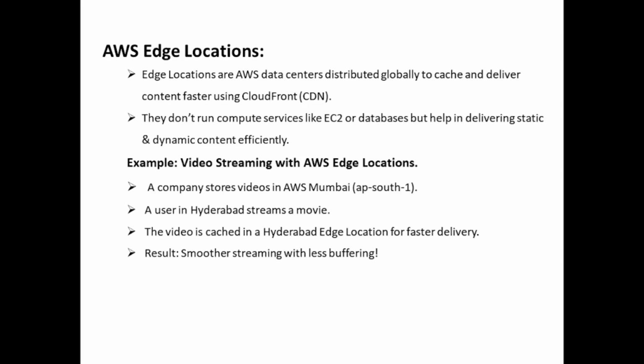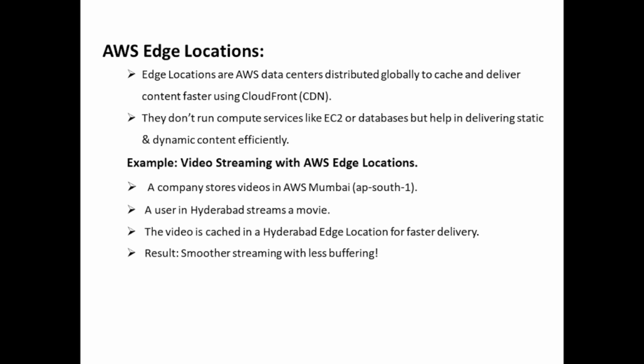Let's now talk about edge locations, one of the key components of AWS Global Infrastructure. What are edge locations? Edge locations are data centers located in major cities across the world, designed specifically to deliver content faster to users. Why do we need them? When you access a website or stream a video, the data has to travel from the server to your device. If the server is far away, there's more latency. That's the delay we discussed earlier.